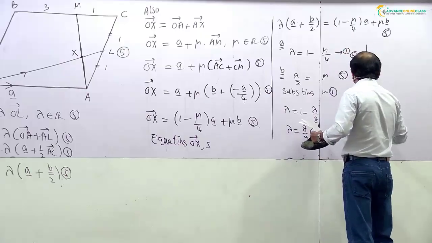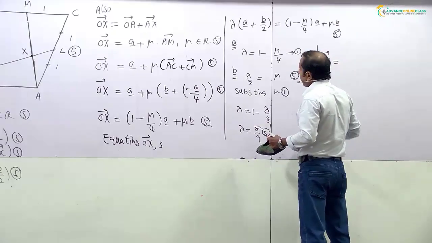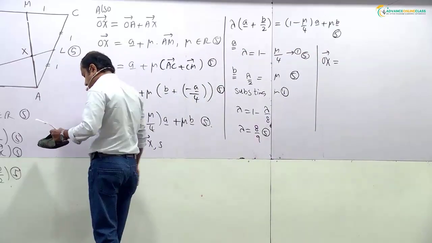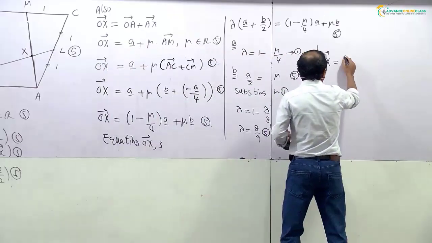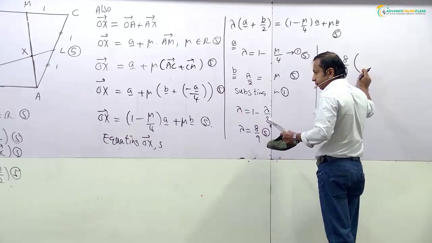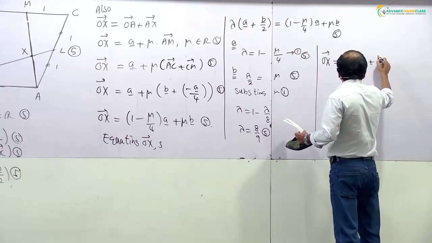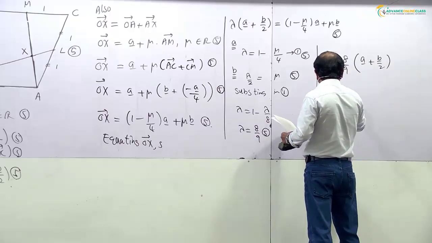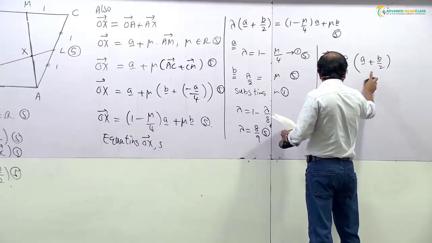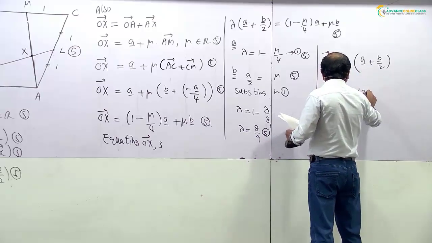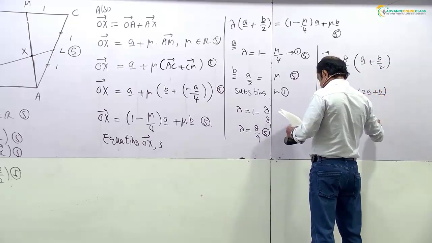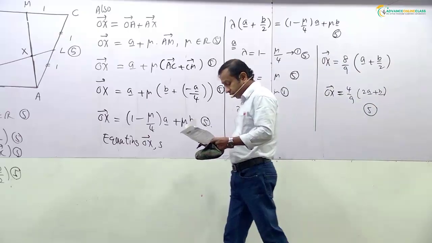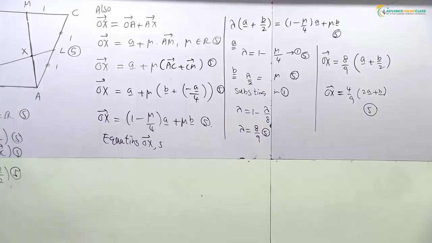Then we can write OX. OX is what? OX is lambda times, here we have 8 upon 9, 8 upon 9, A vector plus vector B by 2. Then simplify this, we get 4 by 9. Simplify here, taking common denominator, 2A plus B. For this another 5 marks. Total 100 coming thereby. That is the vector question.